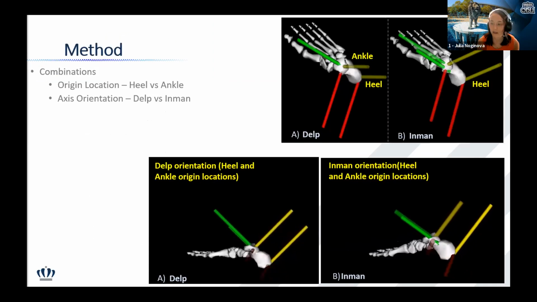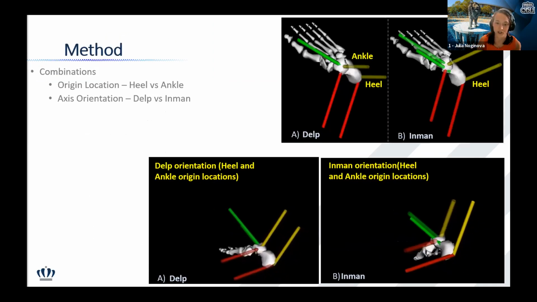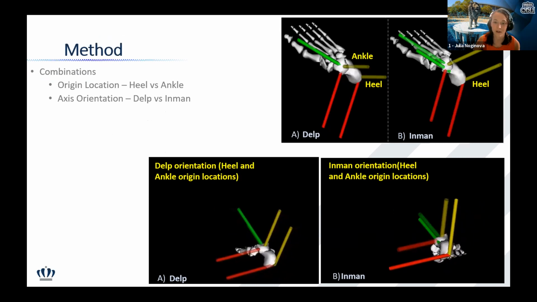As we can see, if we move the subtalar joint origin location to be in line with the ankle, the Delp's rotational axis, seen in green, remains exactly the same. However, when a different subtalar joint orientation is used, like Inman's, seen in figure B, the change in origin location affects how the axis of rotation crosses through the talus.